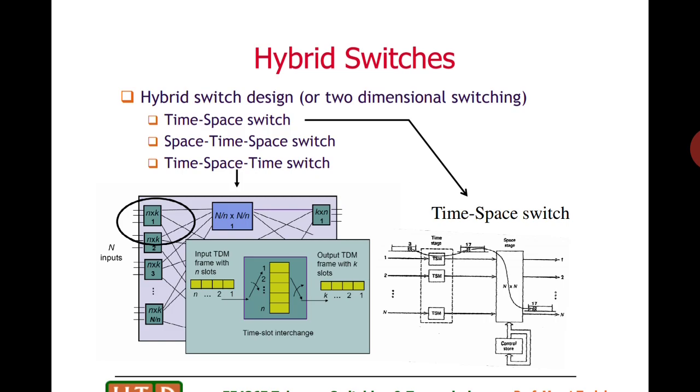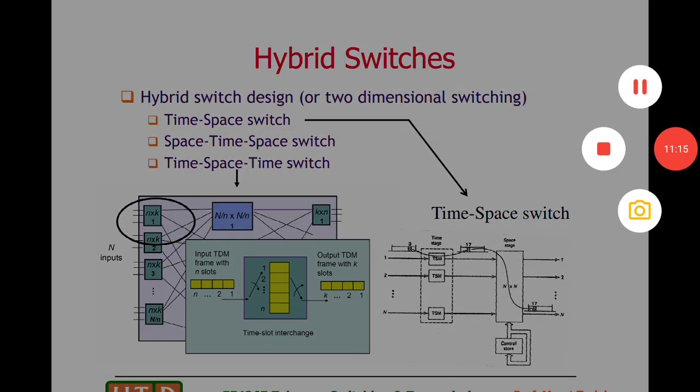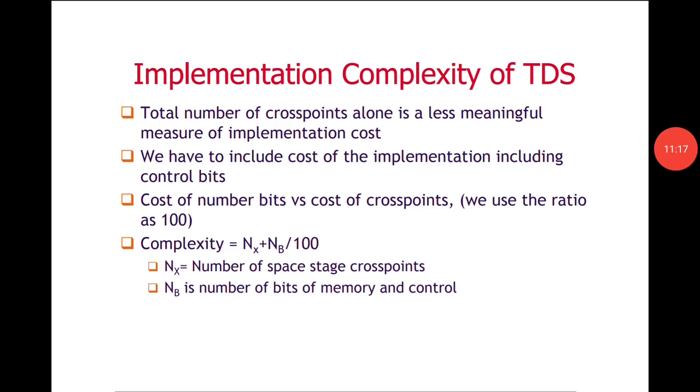Implementation complexity of TDS. Total number of crosspoints alone is less meaningful. We have to include the cost of implementation, including control bits, the cost of memory bits versus the cost of crosspoints. Use the ratio as 100. Complexity: nx plus nb by 100, where nx is equal to the number of space stage crosspoints, nb is the number of bits of memory and control.